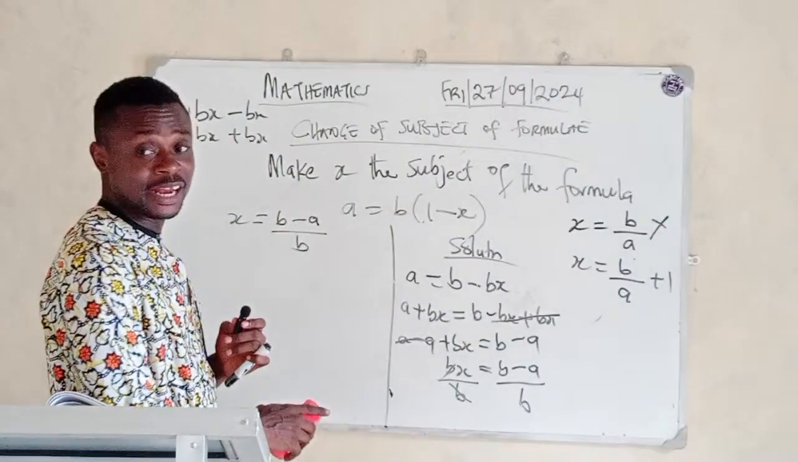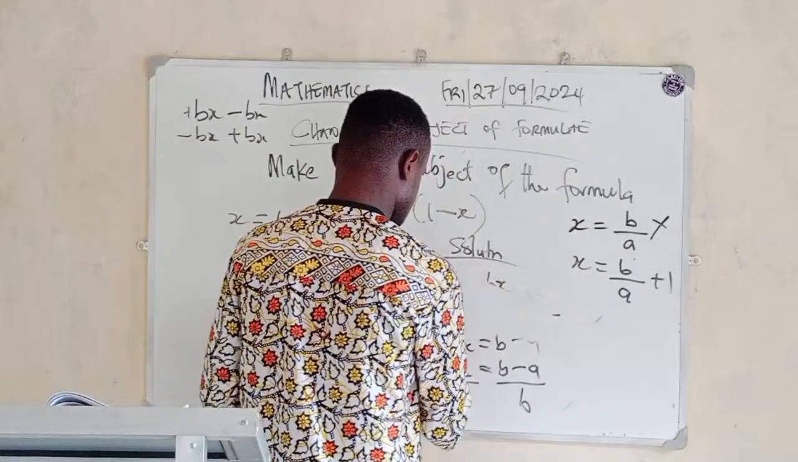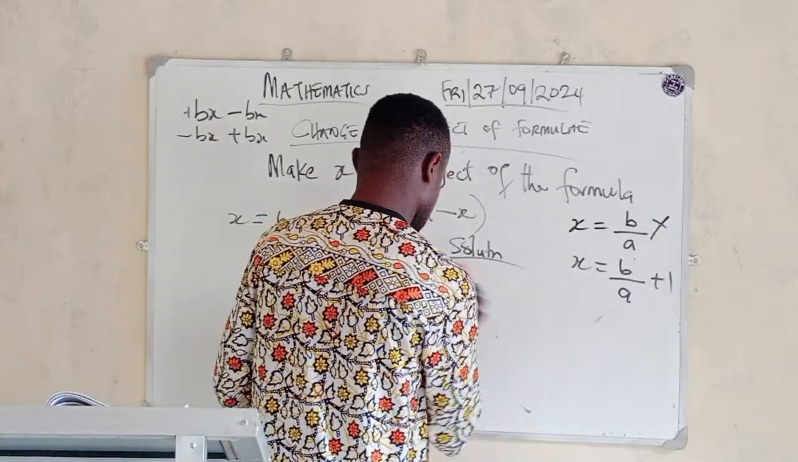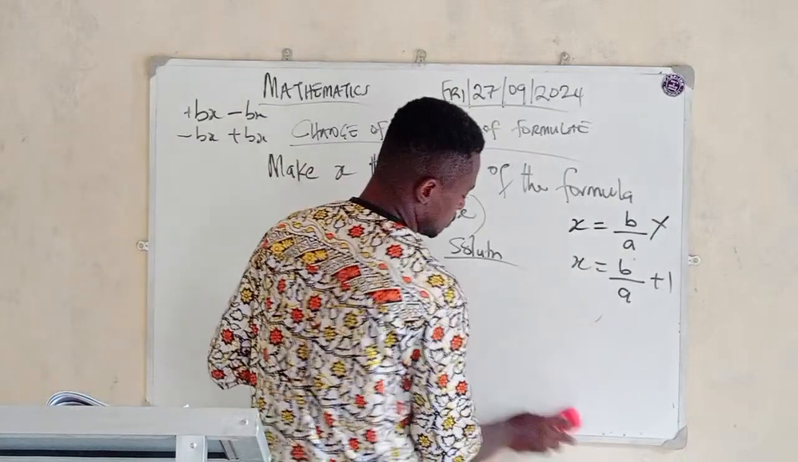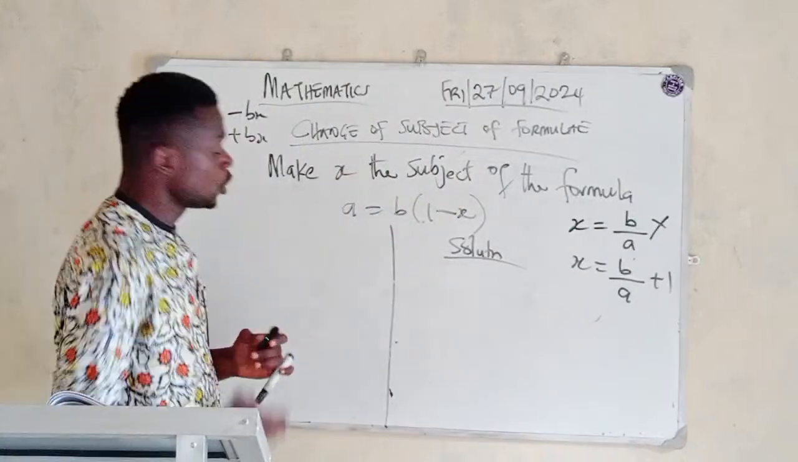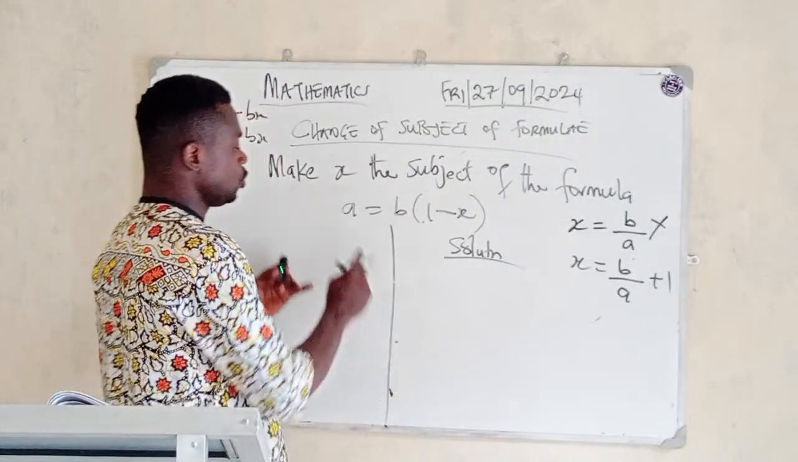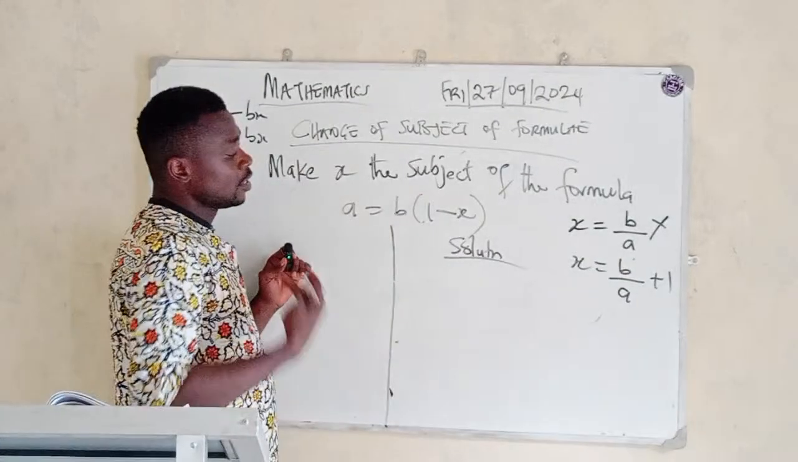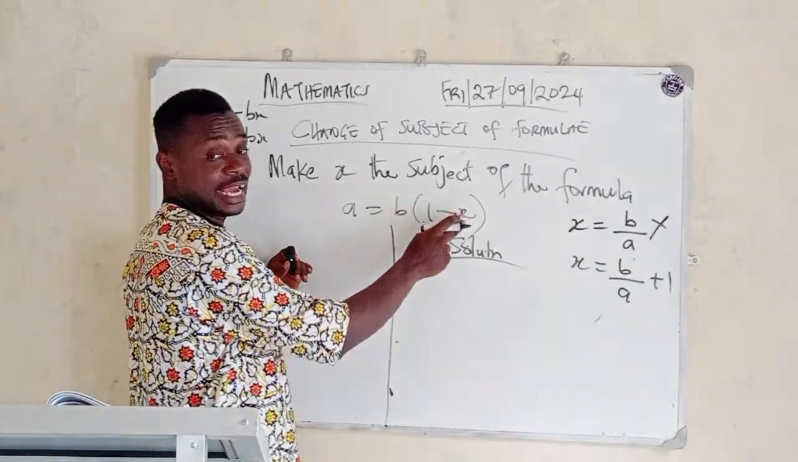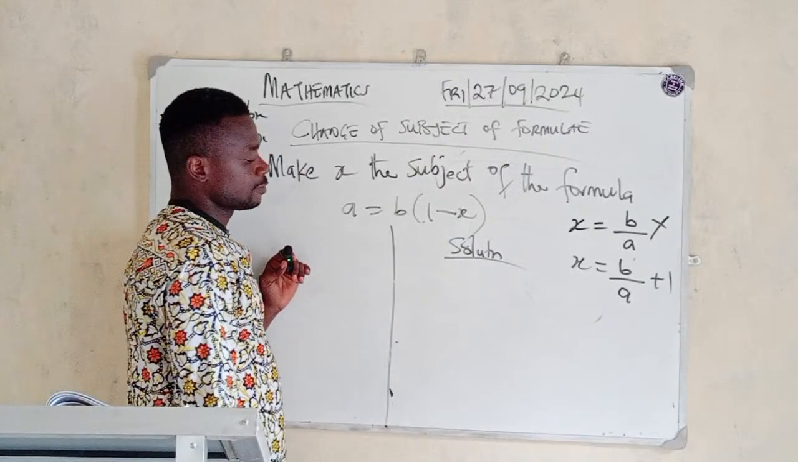Let's solve it using another method. Here, you don't need to open these brackets. You know that A is equal to B in bracket 1 minus x. Remember, your target is to make x the subject of the formula. So what you do is this.